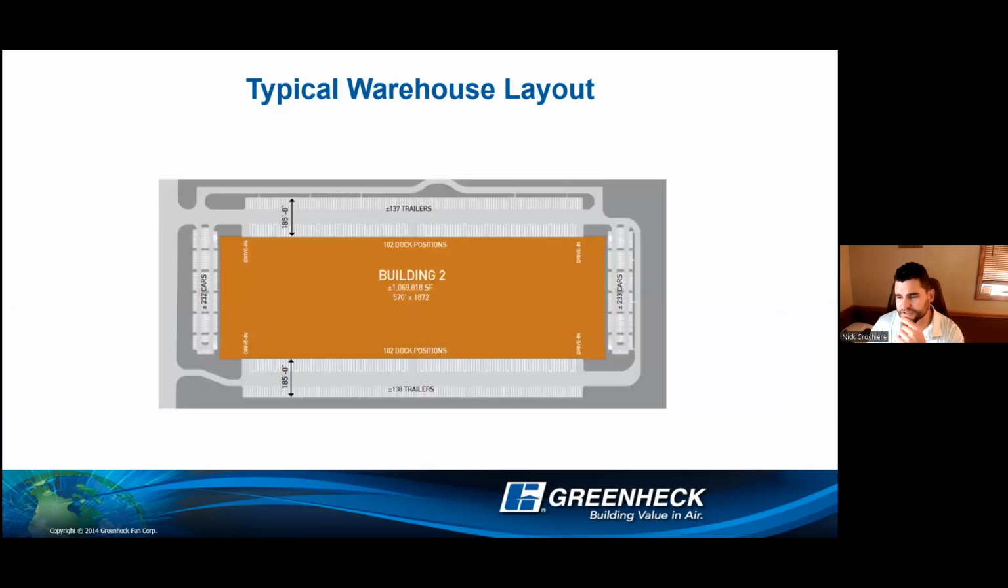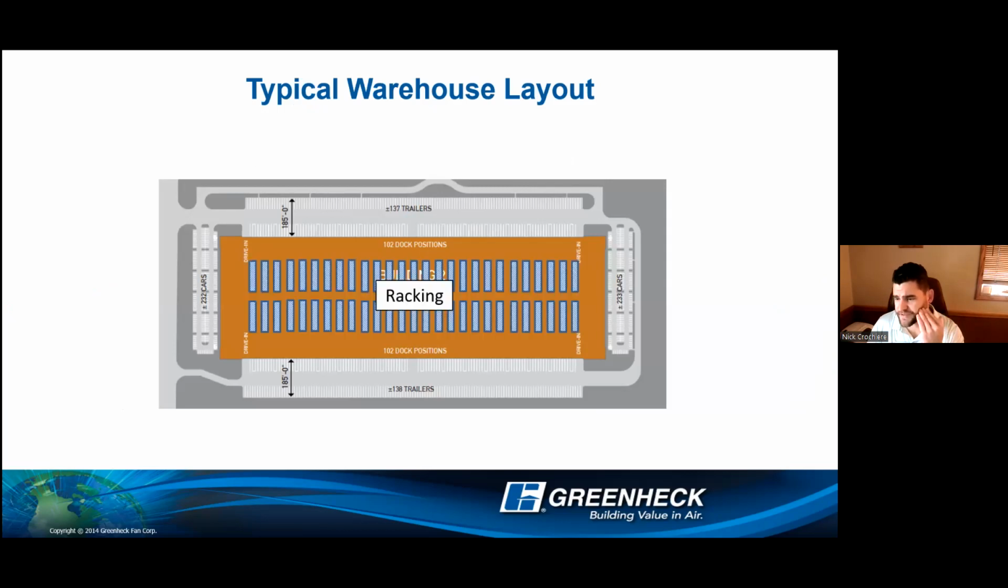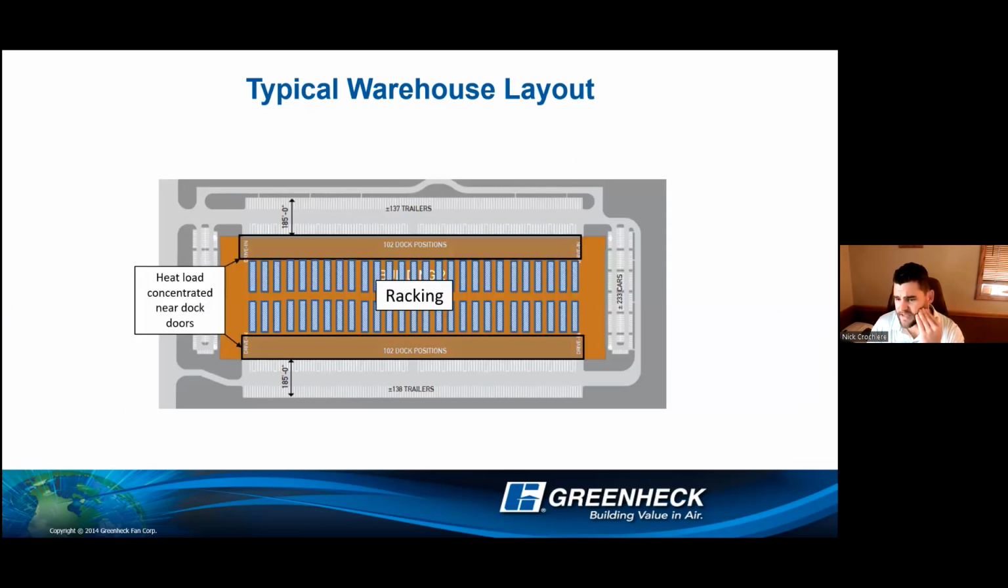So, a typical warehouse layout. What you're looking at here is the dock positions on each long side of the building. So where would you put the units? You have pallet racking on the inside, with the heat load concentrated near the dock doors. So you're going to want to have the units on the walls with the most doors. In this case, most likely they would have units spread on each of the long sides of that building.